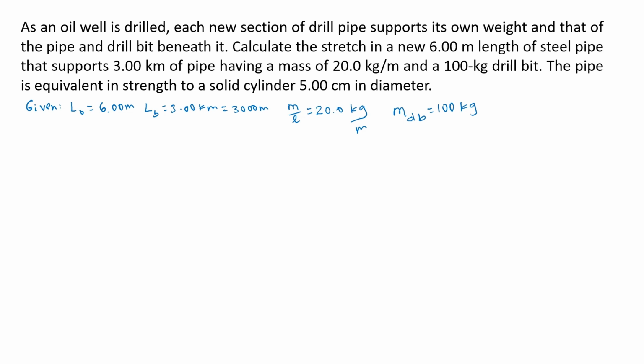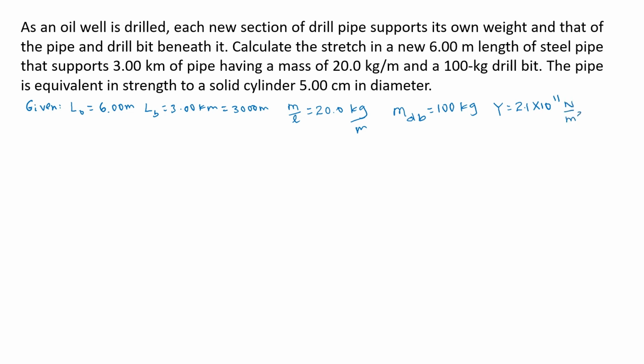And it says steel pipe, and that means because it's going to be tensile strength and stress, we have a table value, which is a Young's modulus, and that's equal to 2.1 times 10 to the 11 Newton per meter squared.